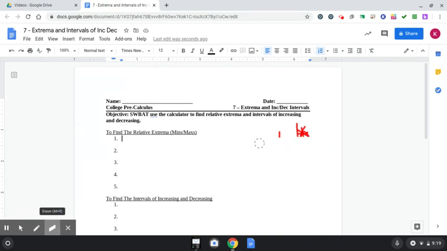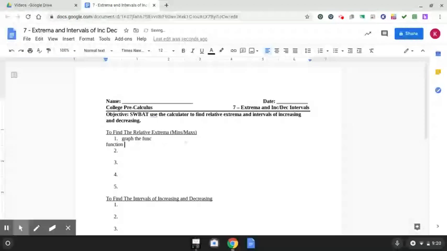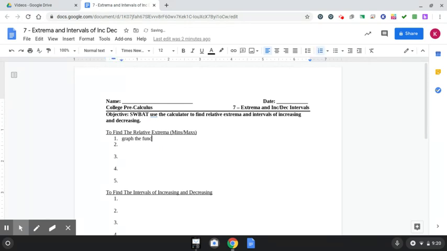So your first step, you are going to graph the function. And then you may have to fix the window. Okay, if you can't see all of the mins and the maxes, then you might have to adjust your window.